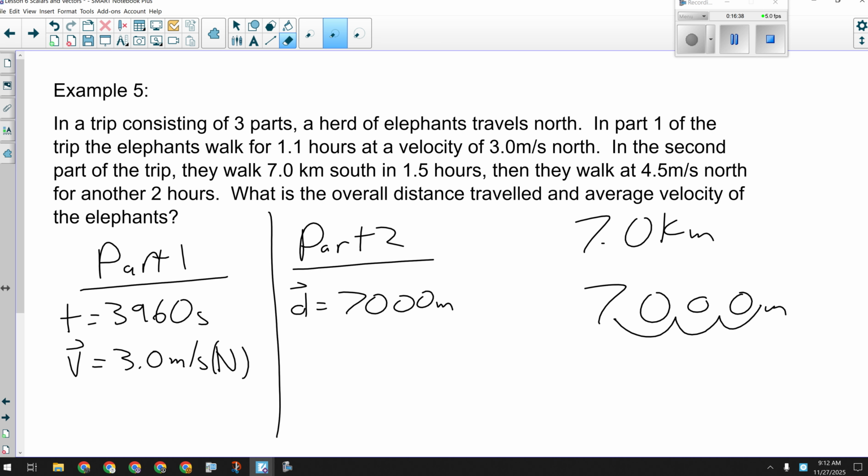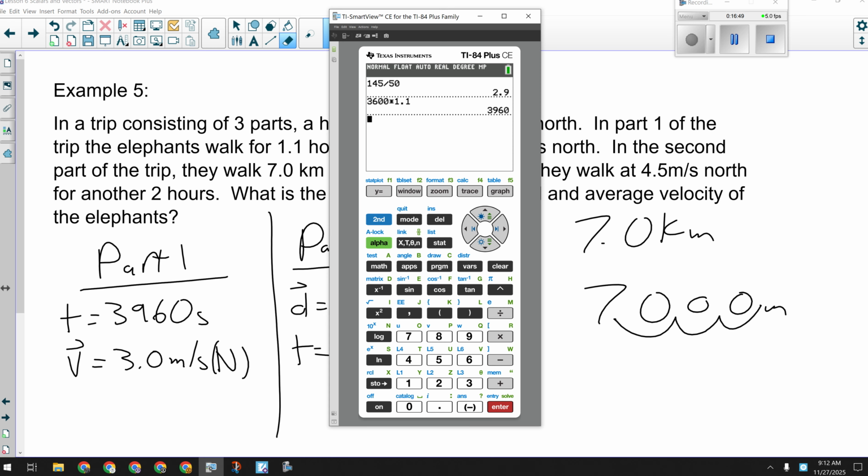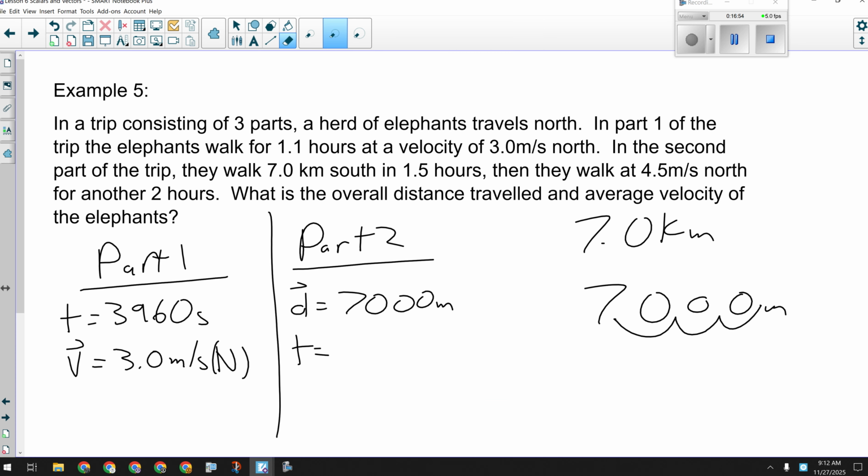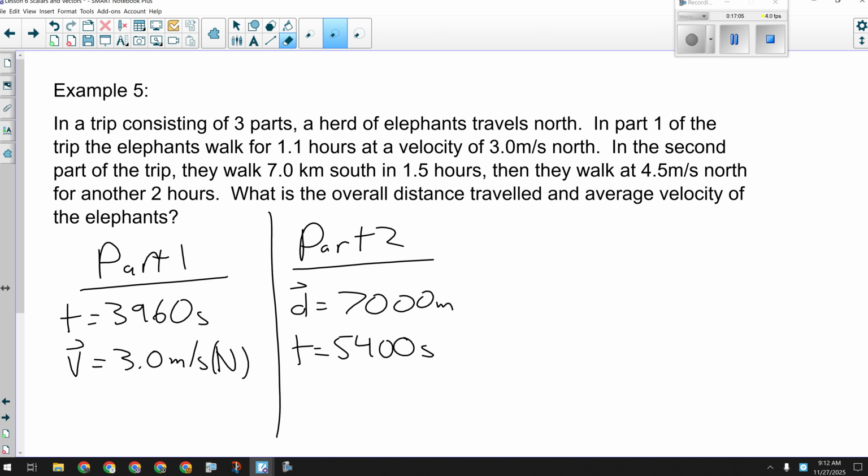Okay. All right. So we got 7,000 meters, and we have 1.5 hours. So I need to convert that to seconds. There's 3,600 seconds in an hour. So 3,600 times 1.5 should be 5,400, right? Yeah. Okay. 5,400 seconds. Then, part 3. Then they walk 4.5 meters per second north.